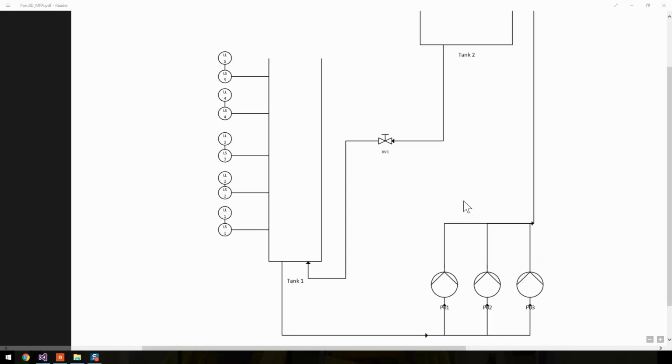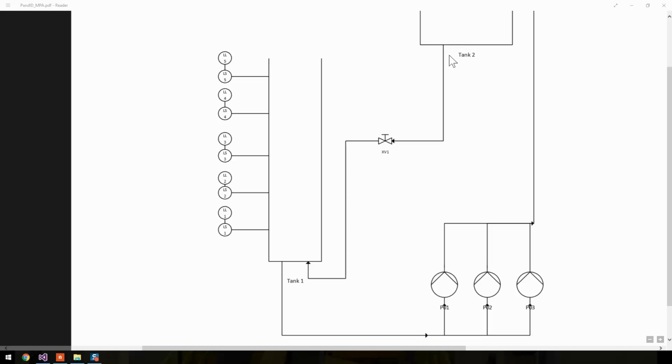In this video we'll be making a simulator for the modellpumpanlegg, the MPA. It looks something like this. I couldn't find a picture today, but this is the PNID, the piping and instrumentation diagram of it. It consists of two tanks of water, one tall one, with three pumps pumping the water from the tall one and up to the small one.